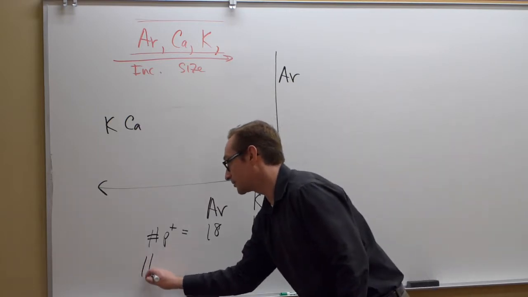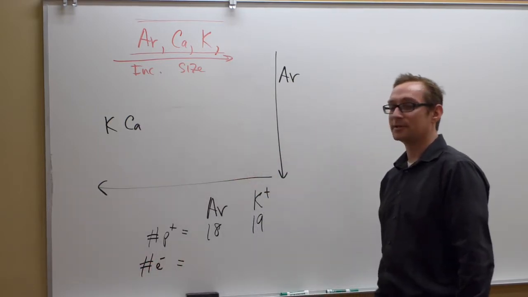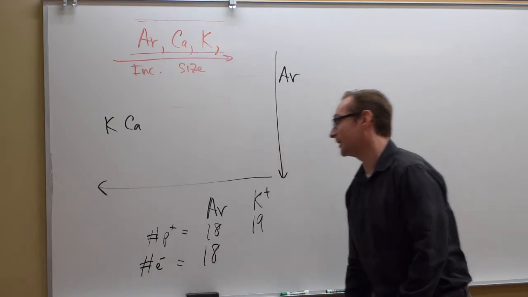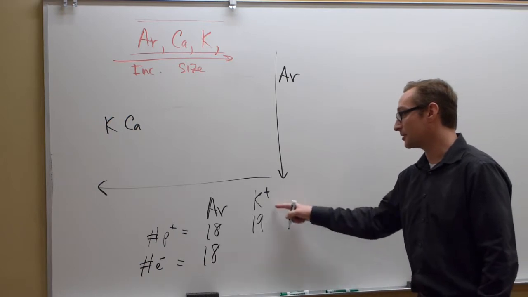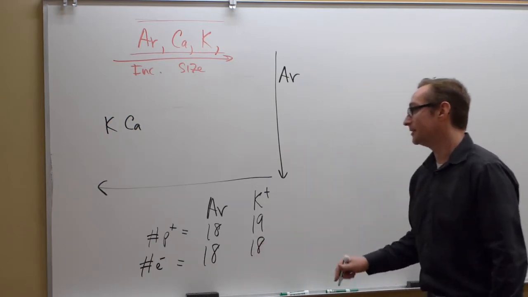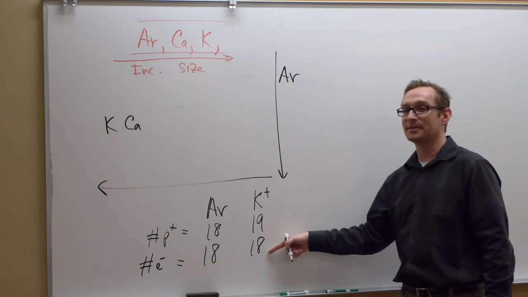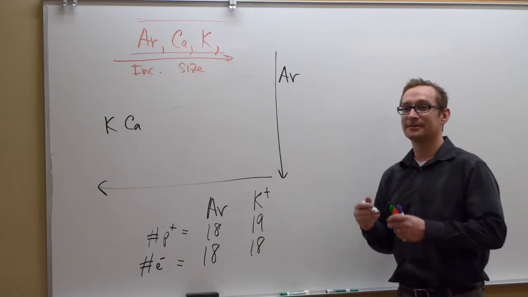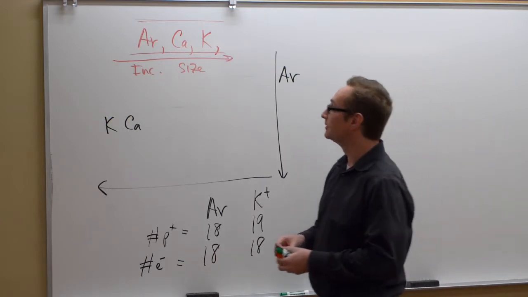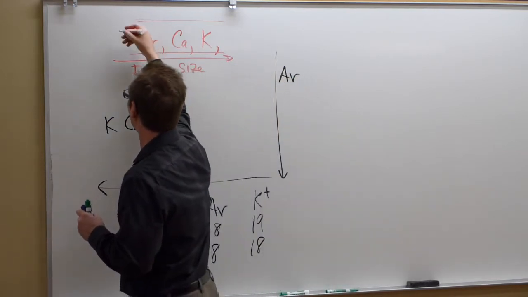All right, let's look at the electrons then. How many electrons are in argon? 18, right? How many electrons are in potassium plus? 18. Same, right? 18. You got more protons pulling in the same number of electrons, and that's going to make it smaller than argon. And that's why it goes before argon.